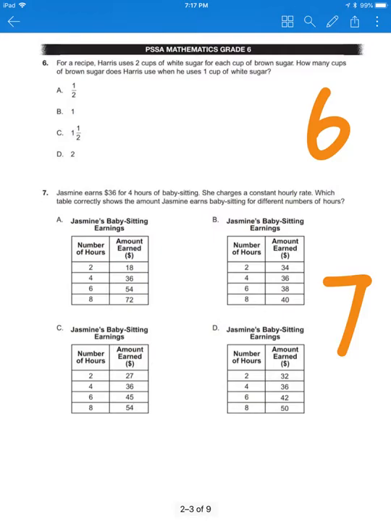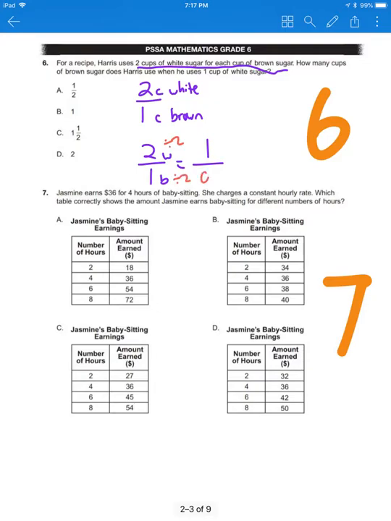Number 6. For a recipe, Harris uses 2 cups of white sugar for each cup of brown sugar. I'm going to write that down. 2 cups white for each cup of brown. Okay, how many cups of brown sugar does Harris use when he uses 1 cup of white sugar? So, I'm going to think of this as a ratio. So this is white, this is brown, and it says if he uses 1 cup of white sugar, how many cups brown? So to solve this, I would divide by 2 to get 1, divide by 2 and get 0.5, which is half. So A is the correct answer.